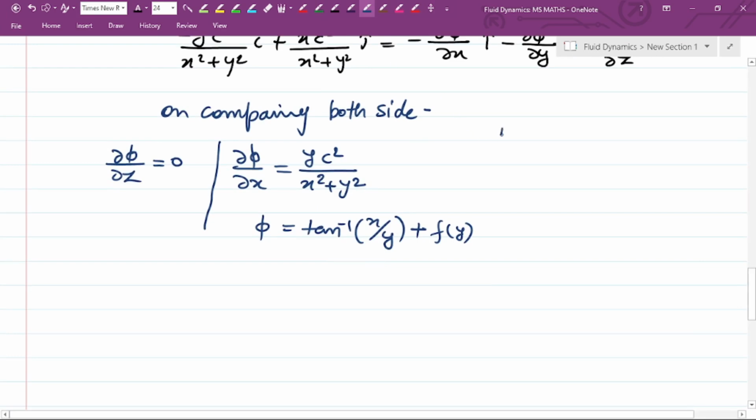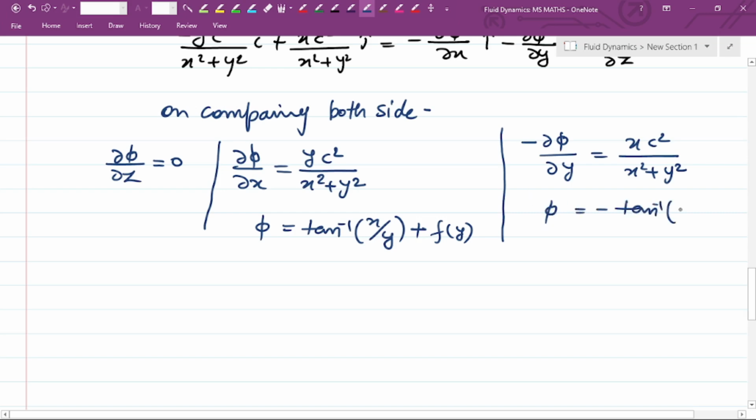Next, minus dou phi by dou y is basically x c square upon x square plus y square, the coefficient of j cap. Then here phi is equal to minus tan inverse y by x, into c square, plus a function of x. Instead of writing the constant term, we write a function of x.